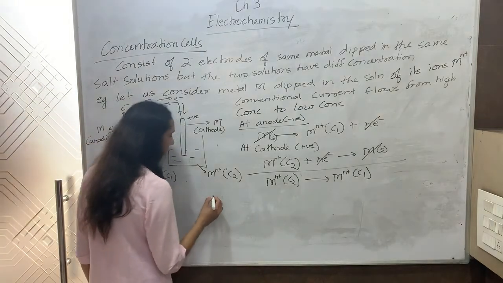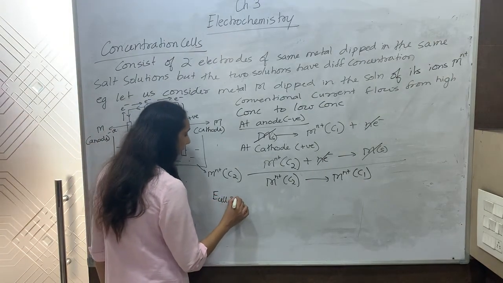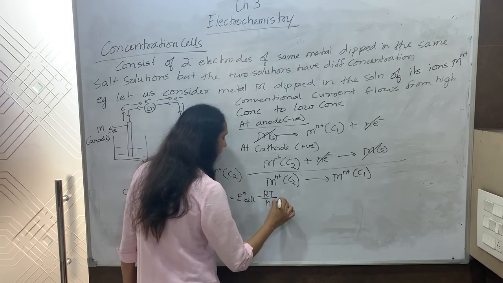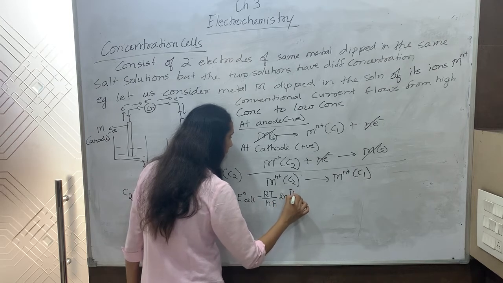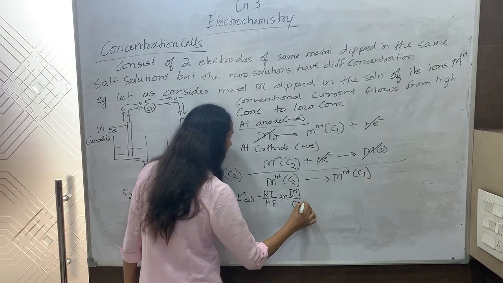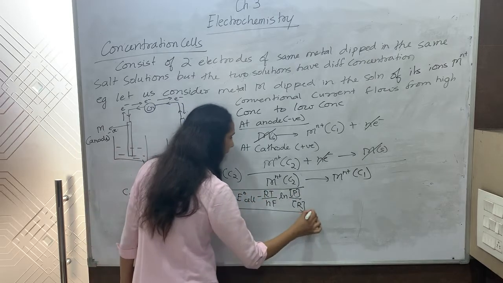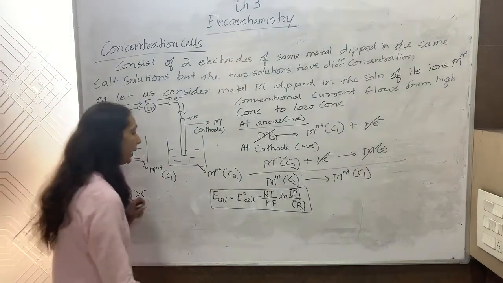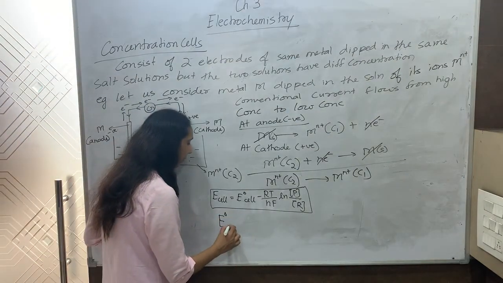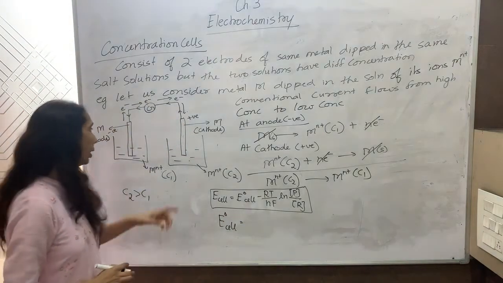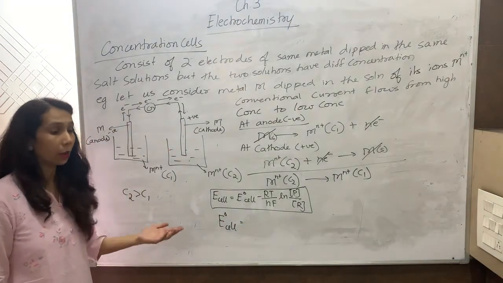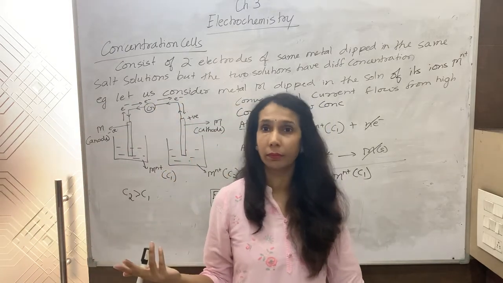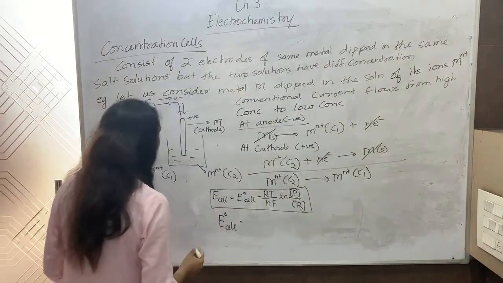We know the Nernst equation: E cell is equal to E naught cell minus RT upon nF ln product upon reactant. I am substituting the values here. Before that, do you know what will be the E naught cell for this reaction? That is E naught cathode minus E naught anode. Now cathode and anode are same elements, so their values in the electrochemical series will be same. So E naught cell will be 0.